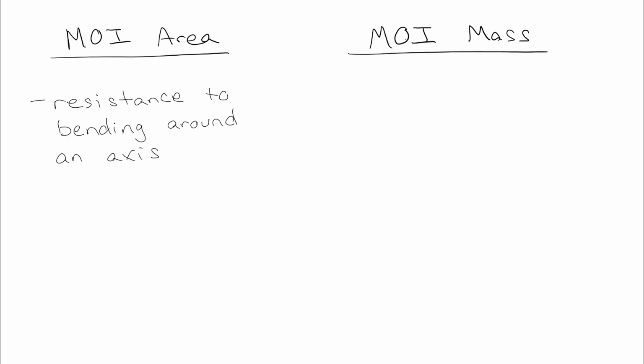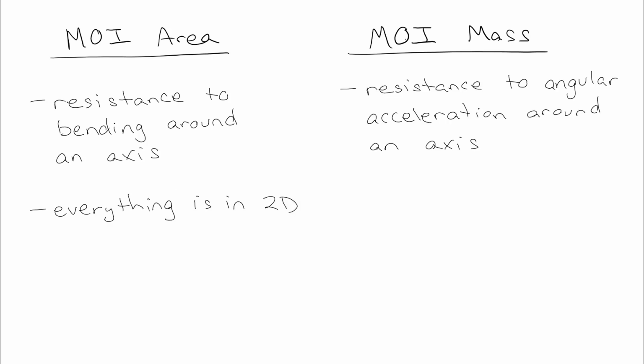So first of all, the moment of inertia for area, you have to remember, is the measurement of basically something's resistance to bending around an axis. So specifically, everything is in 2D because it's a cross-section. The moment of inertia for mass is actually resistance to angular acceleration around an axis, okay? And everything is going to be in 3D.